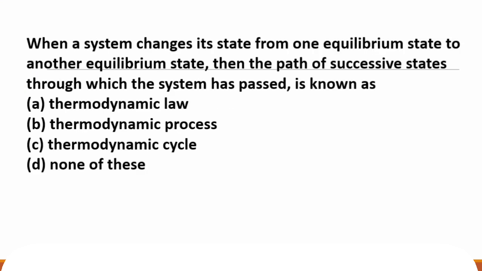Next question, when a system changes its state from one equilibrium state to another equilibrium state, then the path of successive states through which the system has passed is known as option A thermodynamic law, option B thermodynamic process, option C thermodynamic cycle, option D none of the above. The correct answer is option B thermodynamic process.